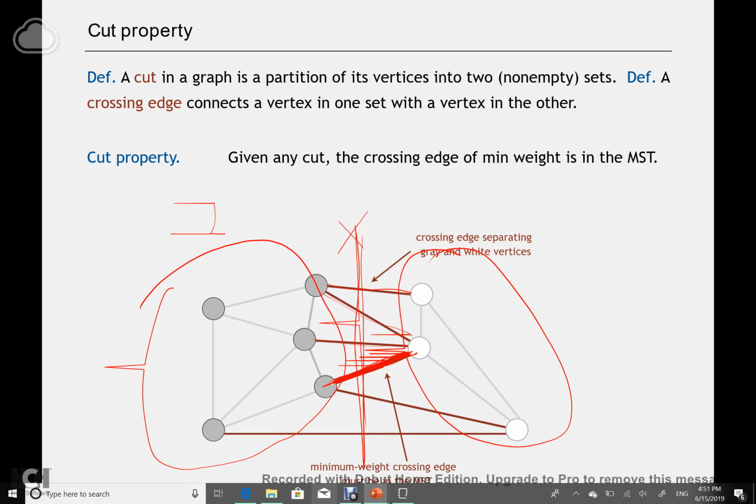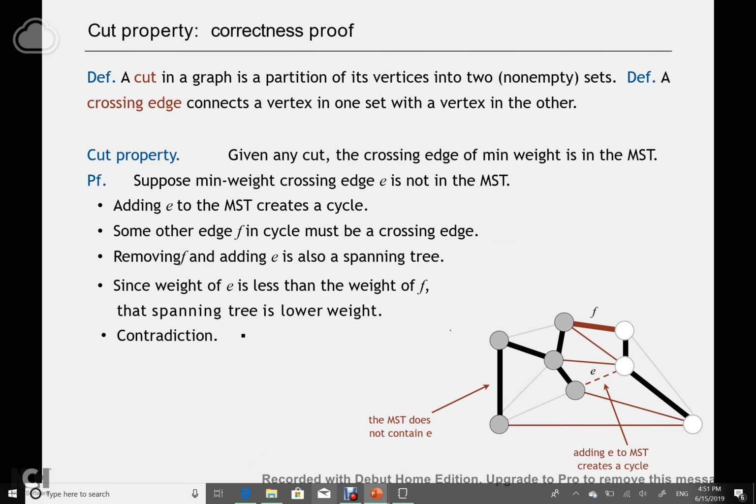If we add this edge with minimum weight, in that case it causes a cycle. So we want to remove the previous edge and add this one. Now we see there's a problem, because now what we have is a minimum weight even smaller than what we claimed as the total weight of the minimum spanning tree, right? In that case, not a good idea. So this is the same as what we talk about, right?